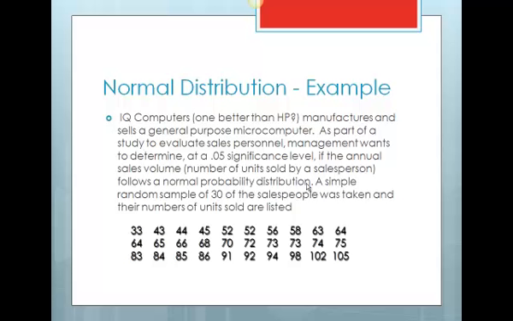IQ Computers manufactures and sells a general-purpose microcomputer. As part of a study to evaluate sales personnel, management wants to determine, at a 5% level of significance, if the annual sales volume, the number of units sold by a salesperson, follows a normal probability distribution. A simple random sample of 30 salespeople was taken, and their numbers of units sold are listed below. So we just have a sample of observations. Note this is continuous, anywhere between 33 and 105.